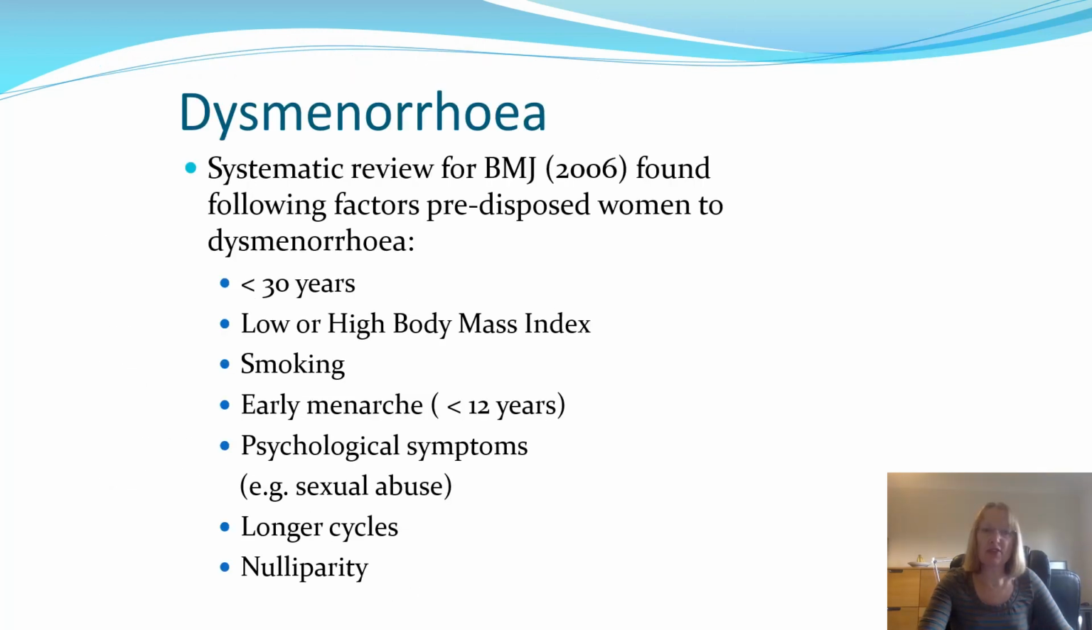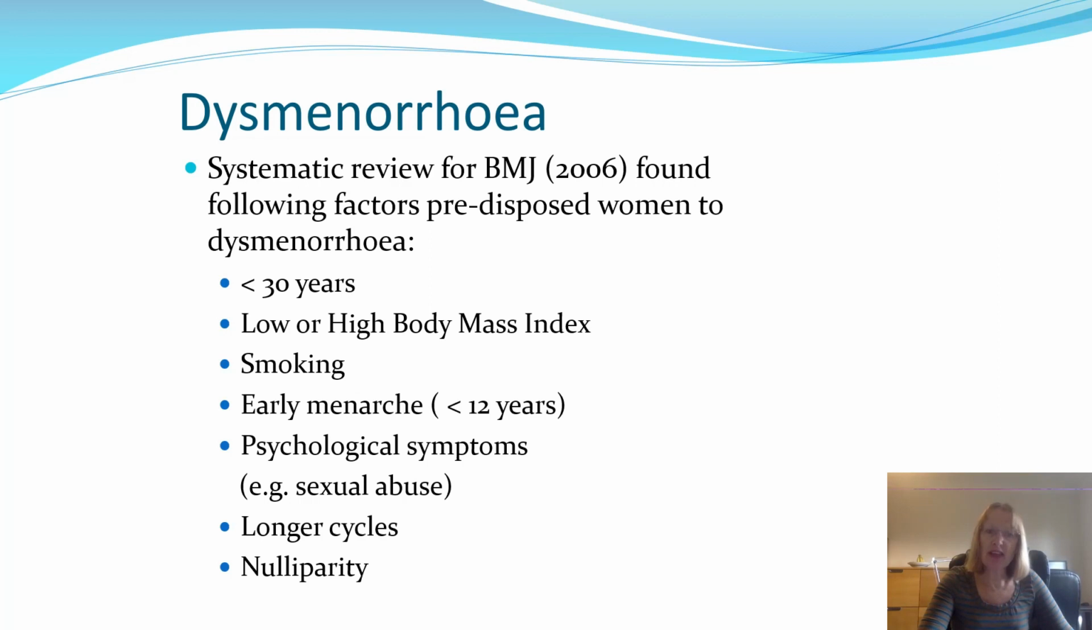So there have been some studies to find out whether there are any factors which predispose women to dysmenorrhea, and what they've found is that it's much more likely in people less than 30 years, and quite often it starts soon after the menarche, which is when the periods first start. And low or high body mass index is a reason for having dysmenorrhea. So if you've got ideal body weight, you're much less likely to have it. Smokers are more likely to have it. Those that have an early menarche, so they start their periods early, at less than 12 years old.